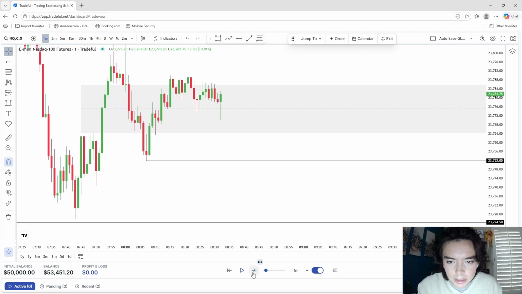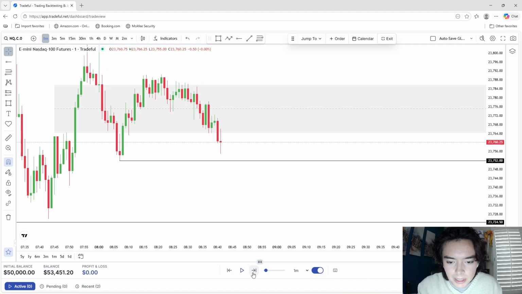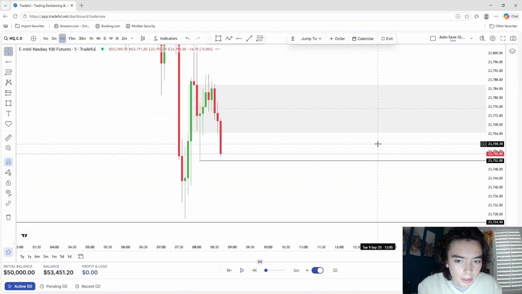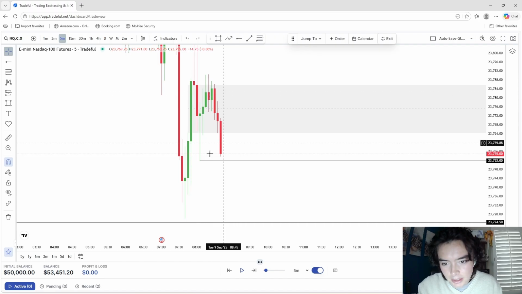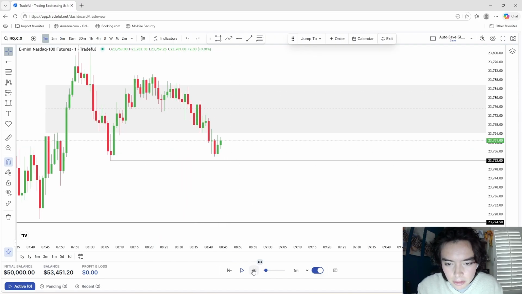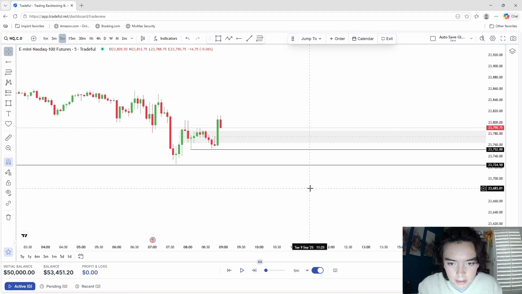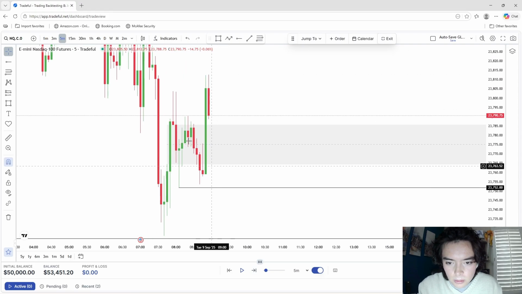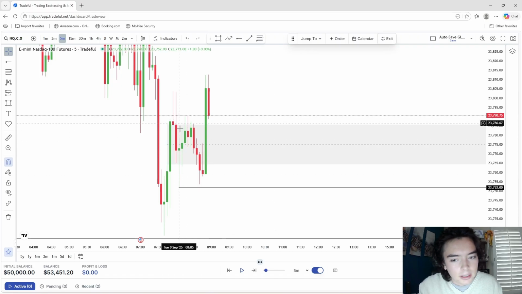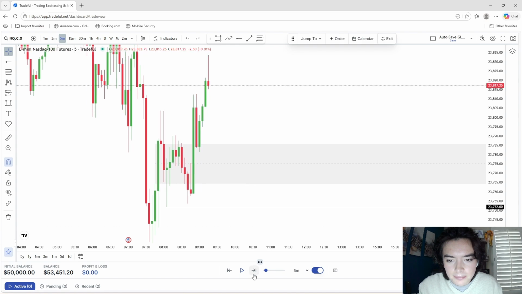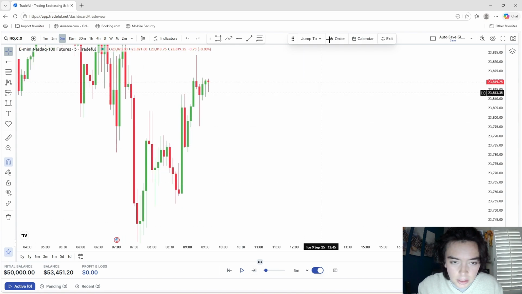All right, so we do end up consolidating a lot here. So at this point, I'm not taking anything, although we still might end up hitting our entry level. I don't like how we end up consolidating here, and the 5 minute probably looks pretty ugly, and yes, it does. So I'm going to stay away from here. And yeah, this is horrible, bro. I'm not trading anything along this range, and it's already 9 o'clock too. So let's go to the next day.